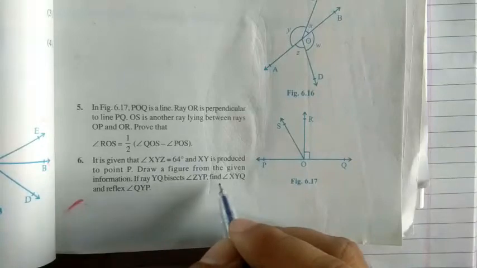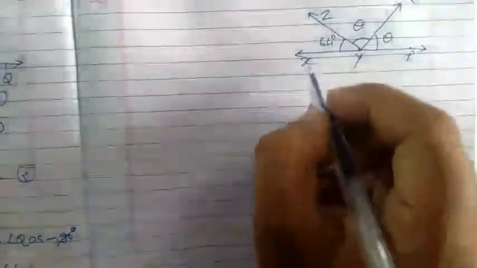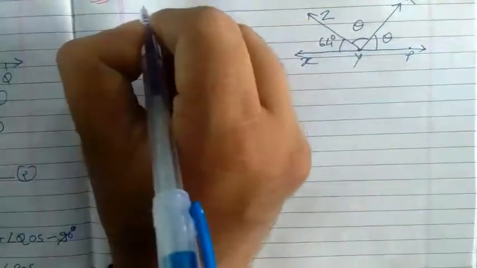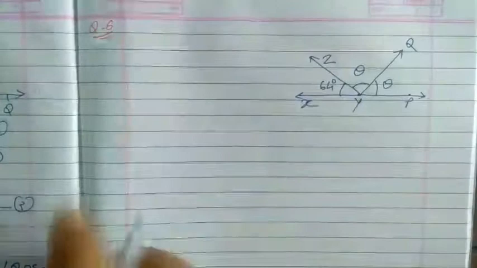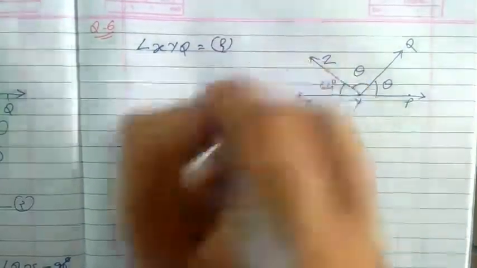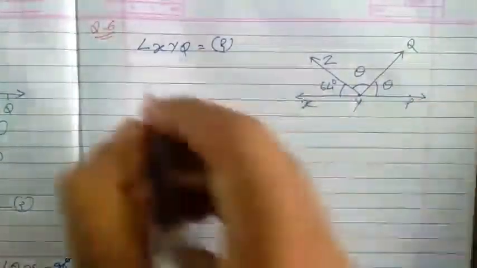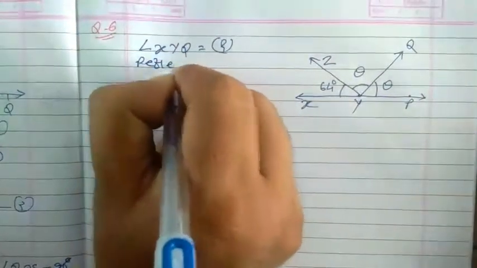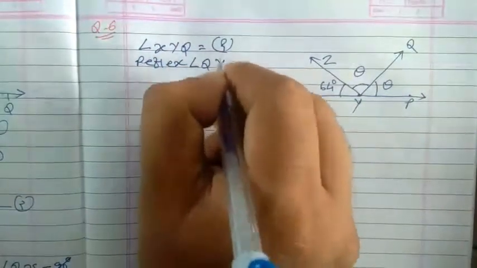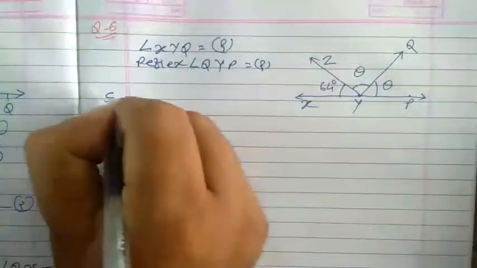Then we need to find out, first, angle of XYQ, and second one is reflex angle of QYP. Okay, so write down the solution.